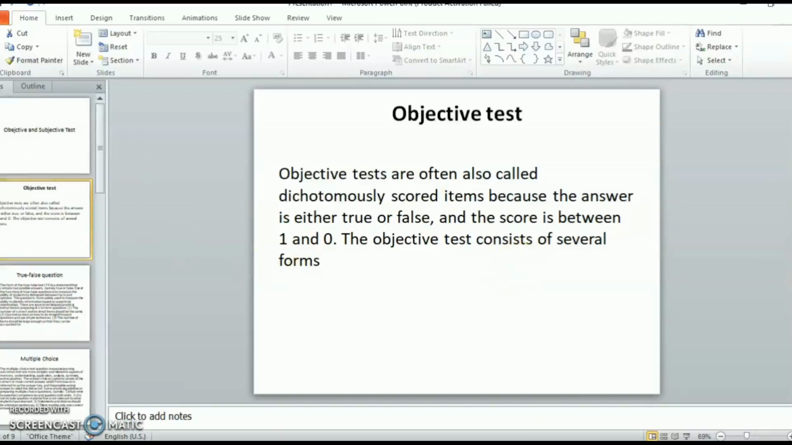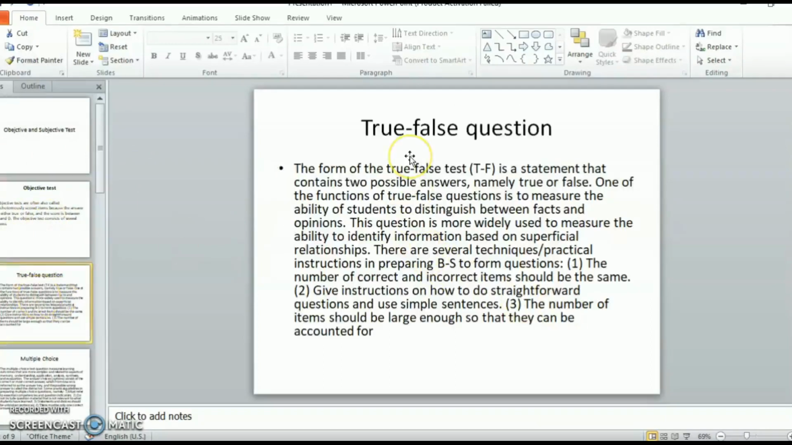The objective test consists of several forms. First is the true-false question. The form of a true-false question is a statement that contains two possible answers, namely true or false. One of the functions of true-false questions is to measure the ability of students to distinguish between facts and opinions. This question is more widely used to measure the ability to identify information based on superficial relationships.